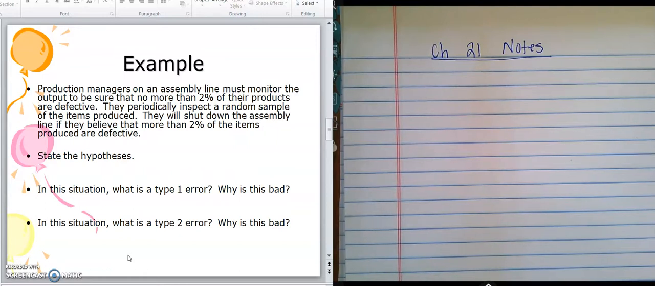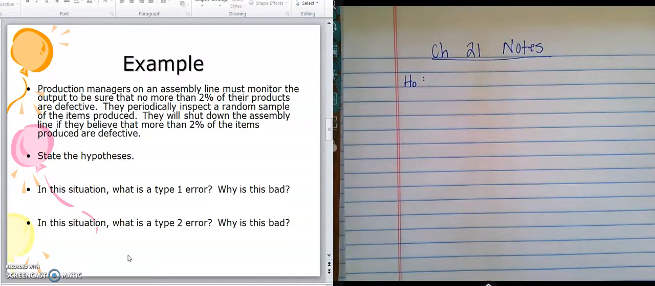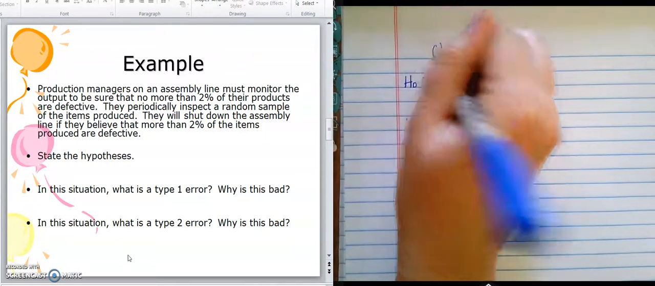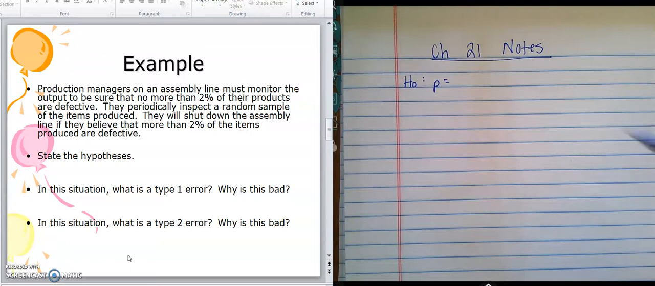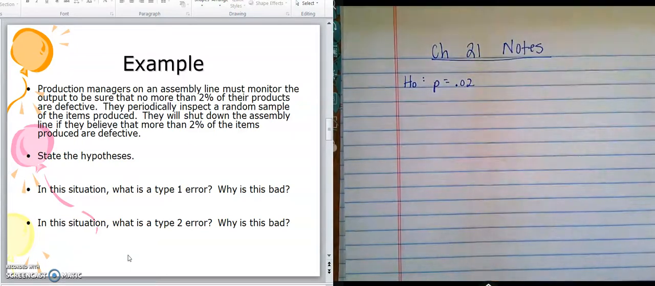So let's do an example here. It says, a production manager on an assembly line must monitor the output to be sure there is no more than 2% of their products that are defective. They periodically inspect a random sample of the items produced. They will shut down the assembly line if they believe that more than 2% of the items are defective. So my hypothesis would be, that's a symbol for null hypothesis, and then p equals, we're always using p in this unit because it's proportions, 0.02. That's what we're looking at.